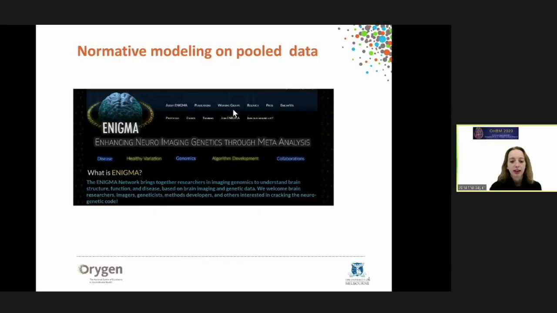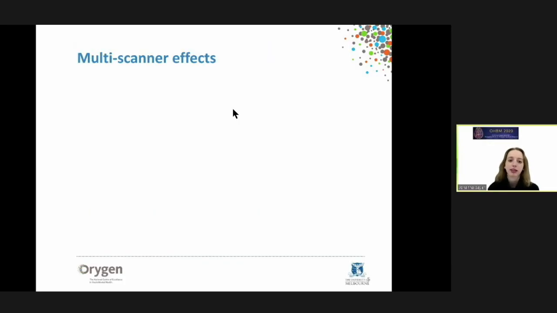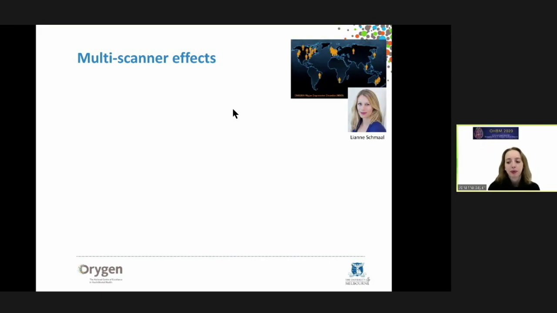This is great because it allows their members access to big neuroimaging datasets. However, not having been collected in a harmonized way, those types of datasets are often confounded by so-called multi-scanner effects. That means the data is biased by where it's coming from or where it was collected.